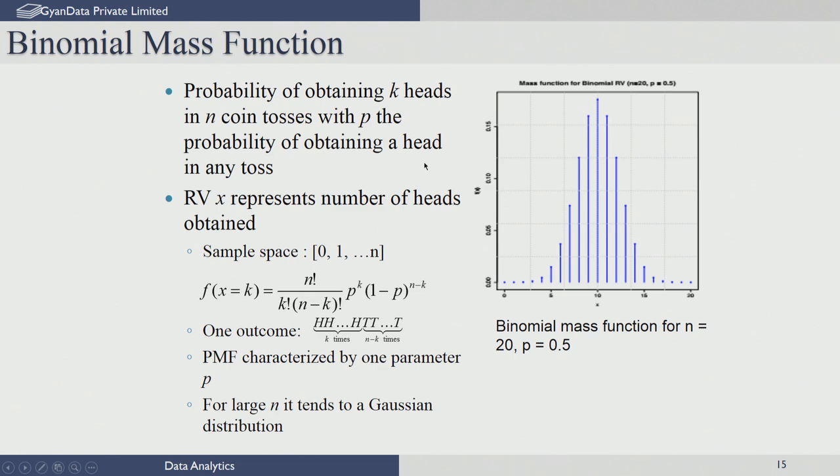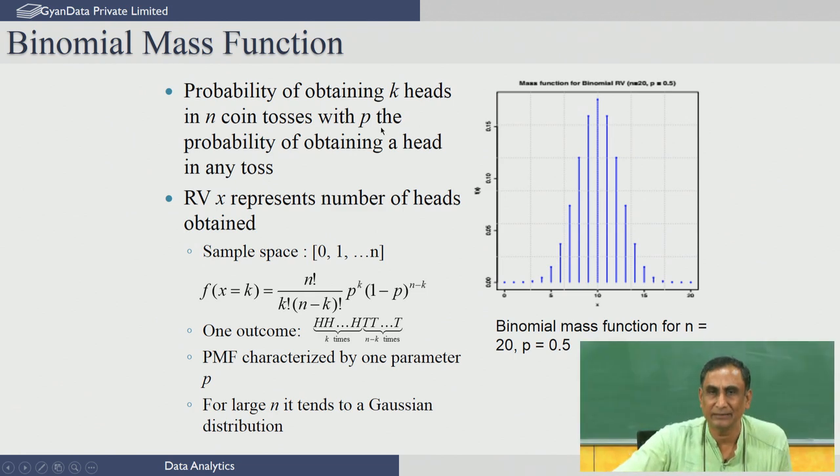Let us take the case of n coin tosses, an experiment where we do n coin tosses, and we are asking the question, what is the probability of obtaining exactly k heads in n tosses. Let us assume p is the probability of obtaining a head in any toss. We also assume that these tosses are independent.